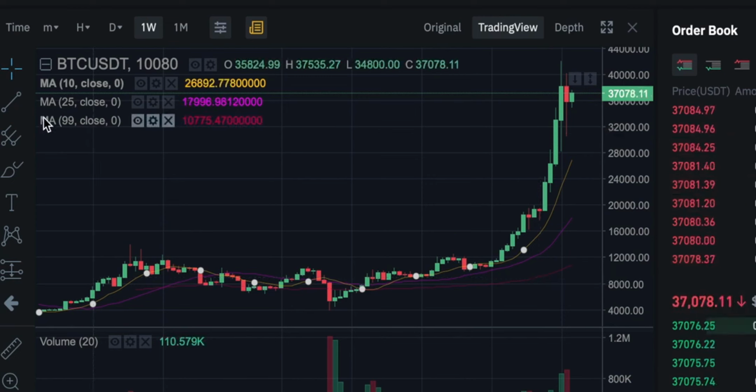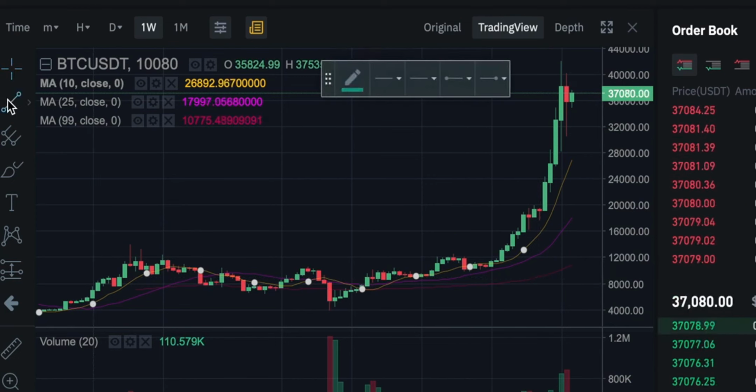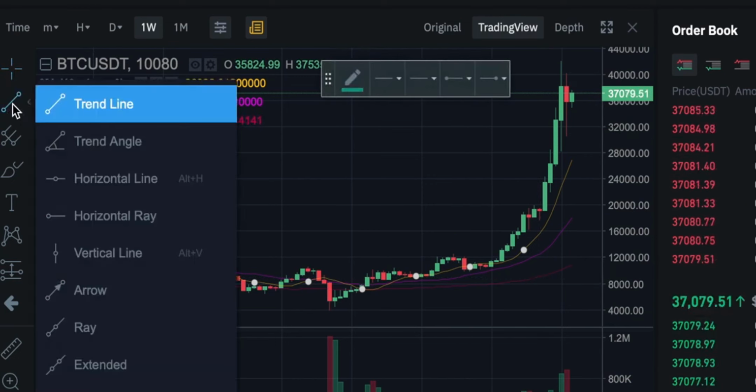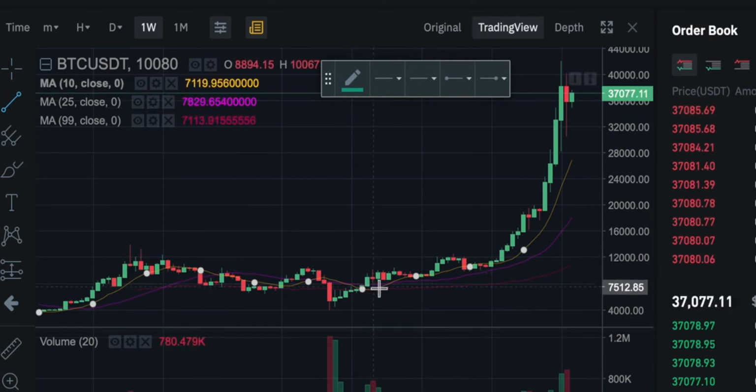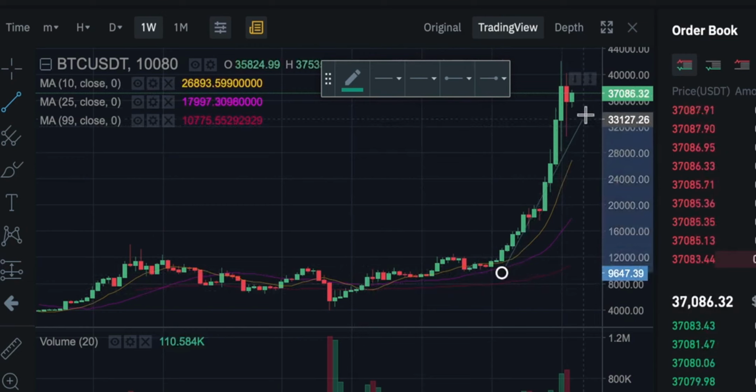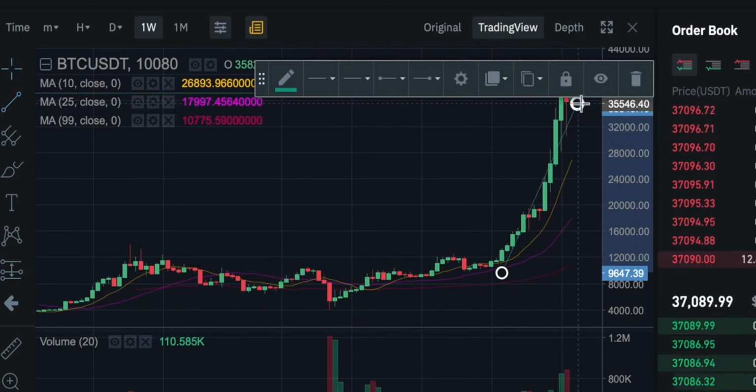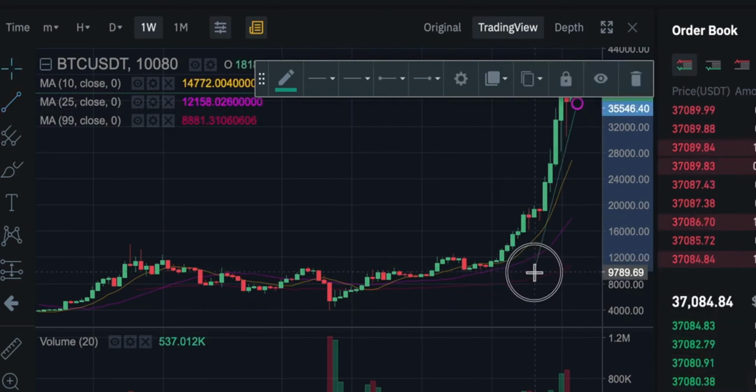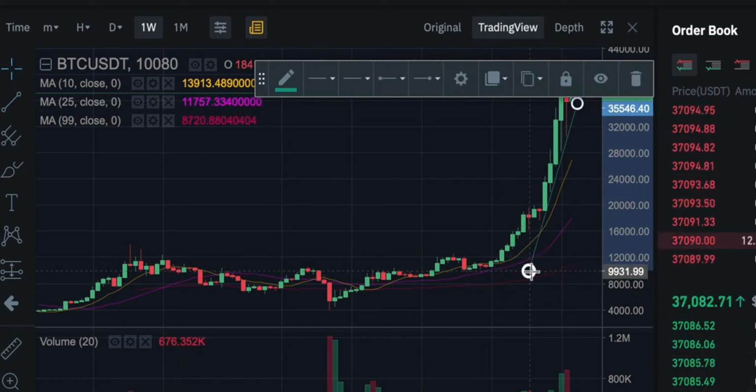On the left-hand side here, we can very quickly make a trend line on the chart. I've just clicked this trend line right here. I'm going to use that. Then what you can do is press once on the chart like this, and then you can use another point on the chart to make the trend line. So I've clicked twice there. Now, can you really make a trend line on this graph? I would say not. It's just a parabolic move up, but this is how you draw a trend line.